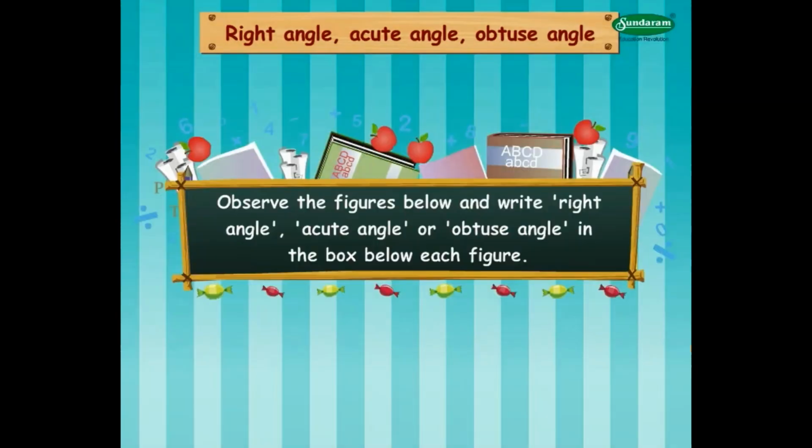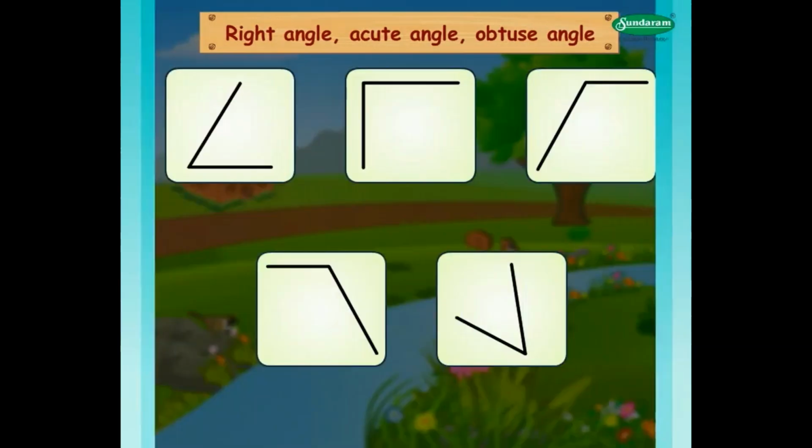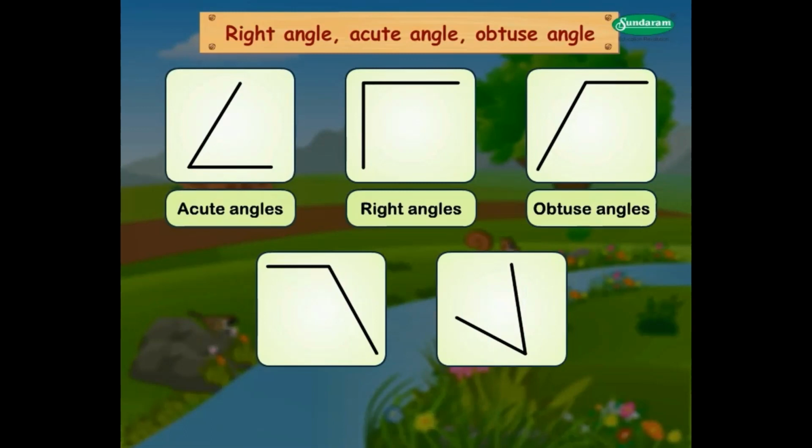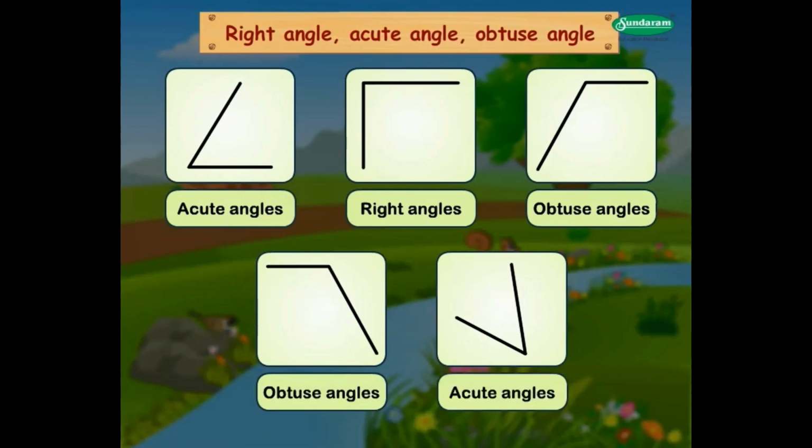Observe the figures below and write right angle, acute angle or obtuse angle in the box below each figure. Acute angle, right angle, obtuse angle, obtuse angle, acute angle. Very good.